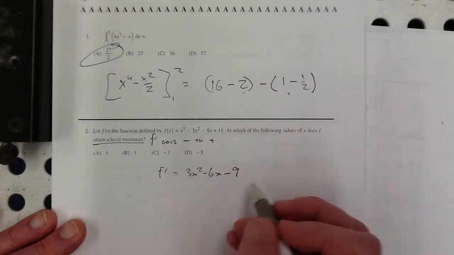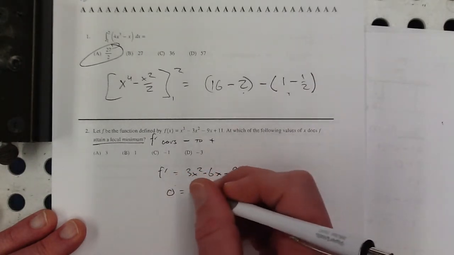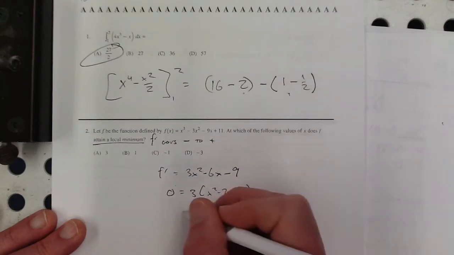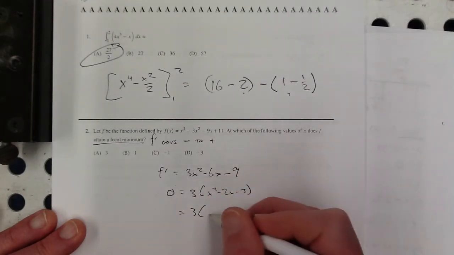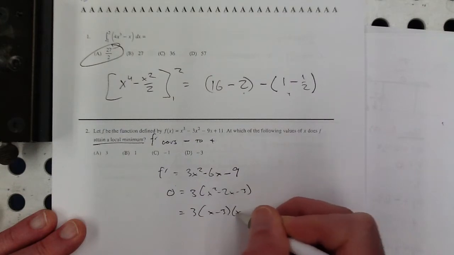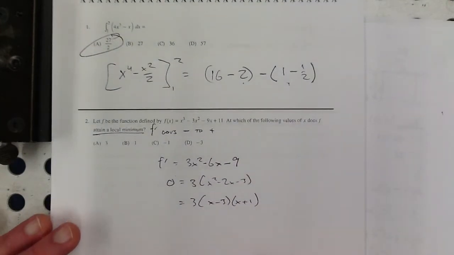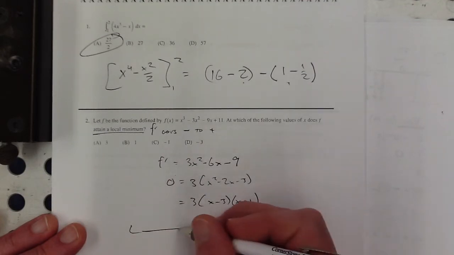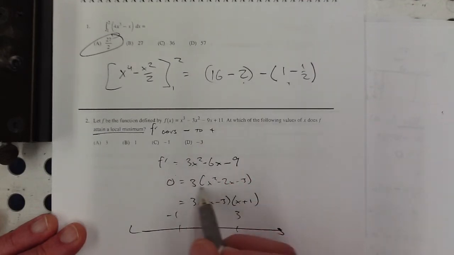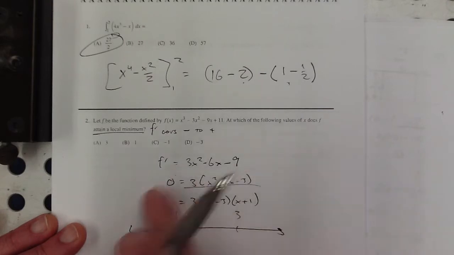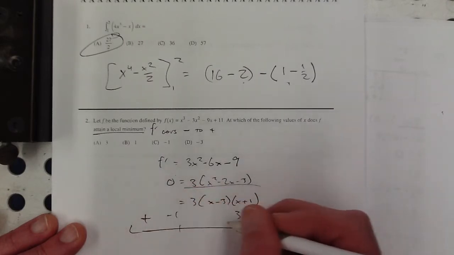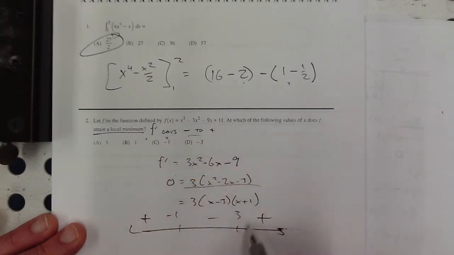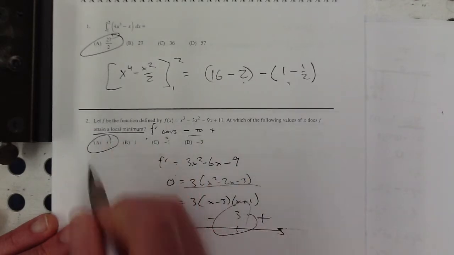This is no calculator, so I'm going to have to factor this. 3 times x squared minus 2x minus 3. That's 3 times x minus 3 times x plus 1. Sometimes you have to do algebra. And so I'm going to have a 3 and a negative 1 here. This is just an upward opening parabola. You can test numbers if you want to, but it's going to go positive, negative, positive. So f prime goes from negative to positive at x equals 3.